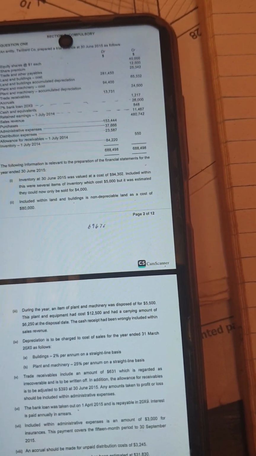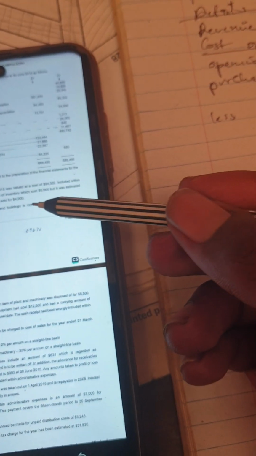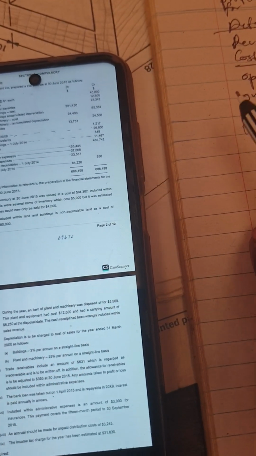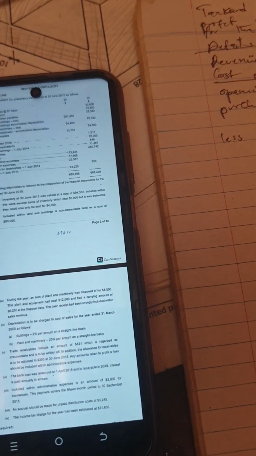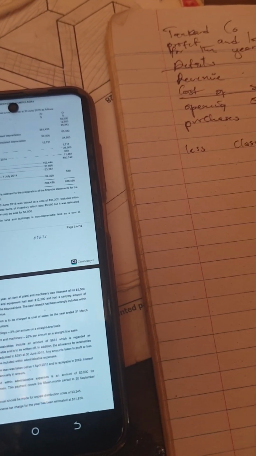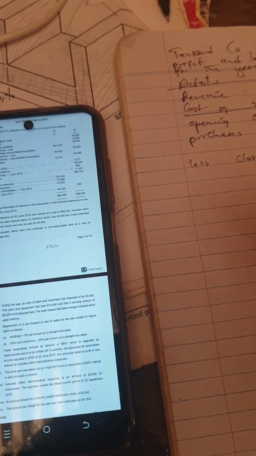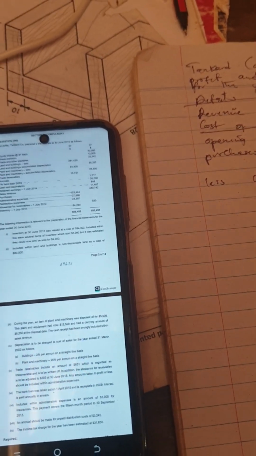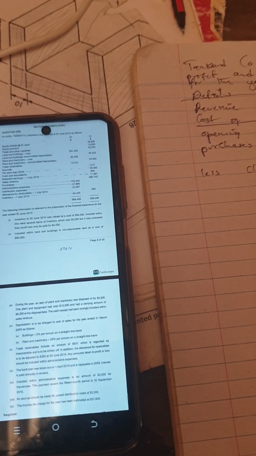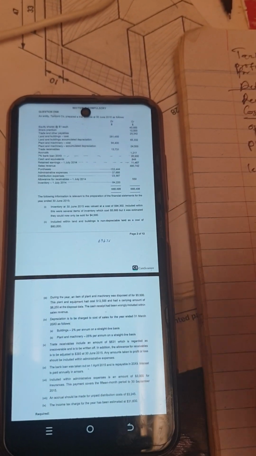It is saying inventory at 30 June 2015 was valued at cost of $94,302. Now included within this were several items of inventory which cost $5,000, but it was estimated that they could only be sold for $4,000. So in our stock there are some items which have already lost value, maybe because the goods are damaged. The goods that are worth 5,000 can only be sold for 4,000. So those goods are already damaged, which means they cannot be sold at the value they were. They are supposed to be sold at a lower value. So these items were costing 5,000, but they can only be sold for 4,000, which means they have lost value of 1,000.